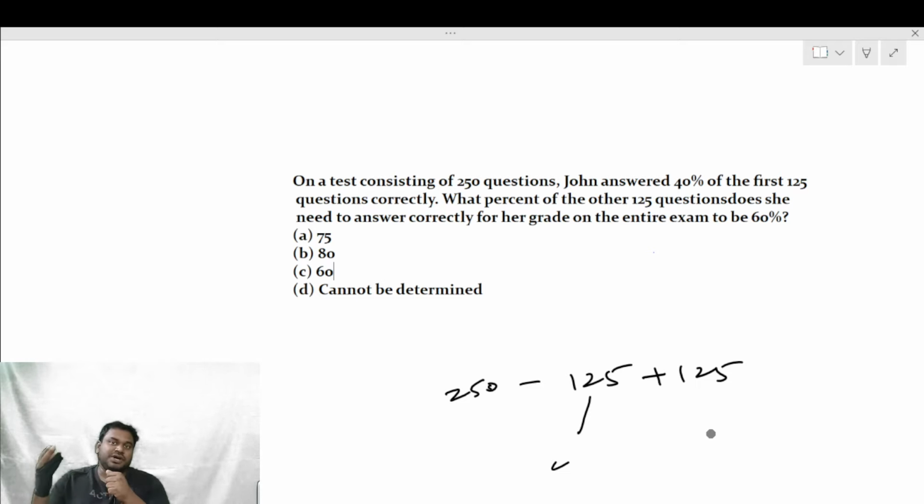In the next 125, how many marks should she get correctly? 100 more, because overall she should get 150. In the first 125, she got 40% correct, which means 50 marks. Overall she should get 150. 50 from 150 leaves 100. So 100 she should get in the next 125.